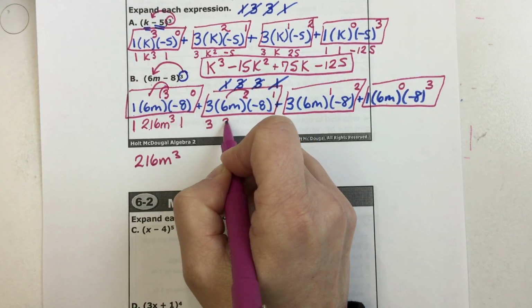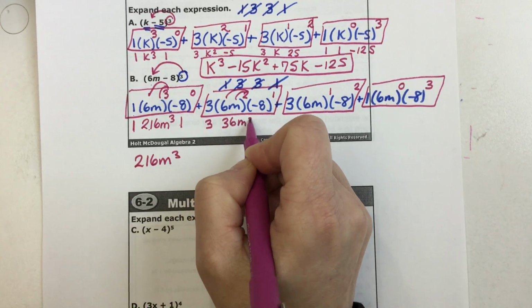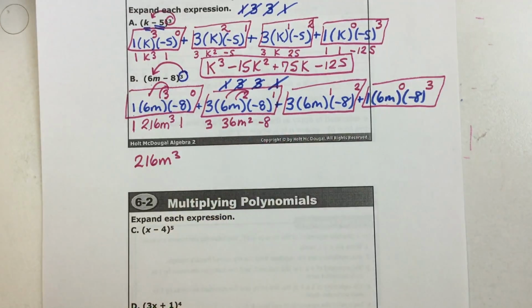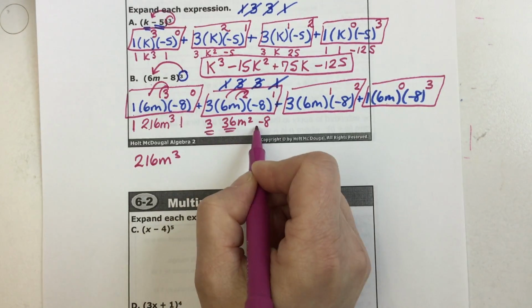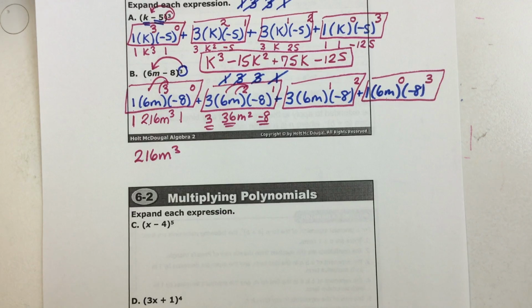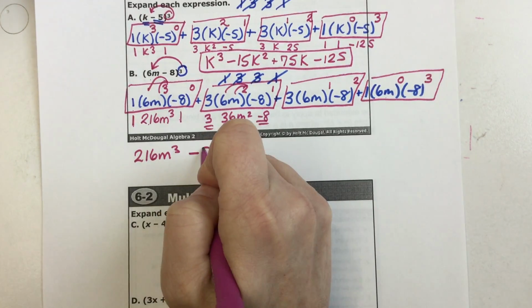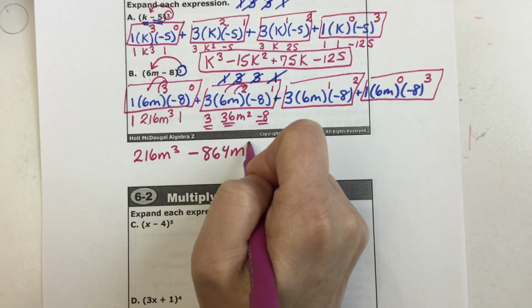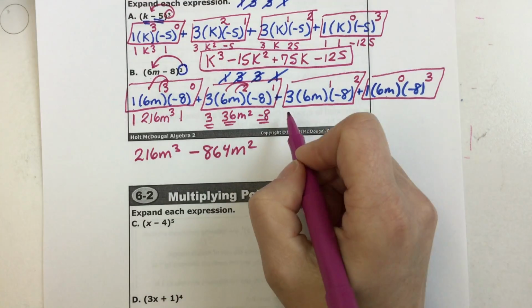3. 6 squared is 36. m has a power of 2. Negative 8 to the power of 1 is negative 8. This is a product. We need to multiply all those numbers together. 3 times 36 times negative 8 is negative 864. I have 2 m's. Go to the next piece.